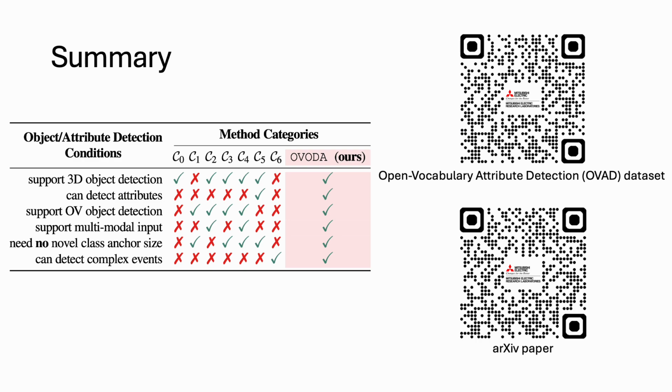In summary, OVODA is the first framework for Open Vocabulary Multimodal 3D object detection with attributes. It detects unseen objects and novel attributes without anchor sizes, introduces the OVAD benchmark, and advances comprehensive 3D scene understanding for autonomous systems.